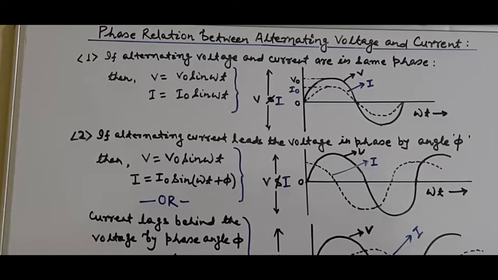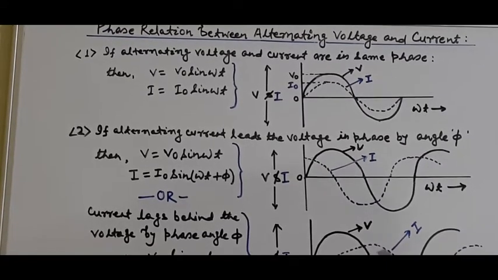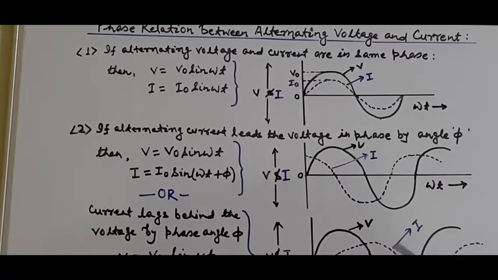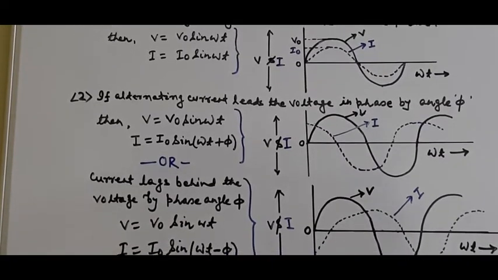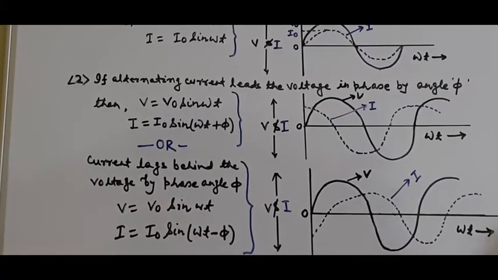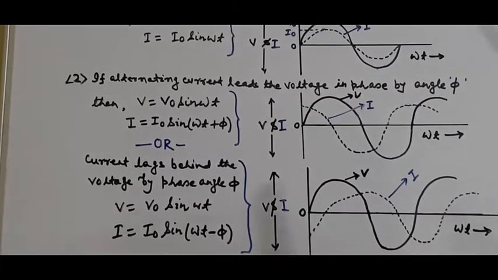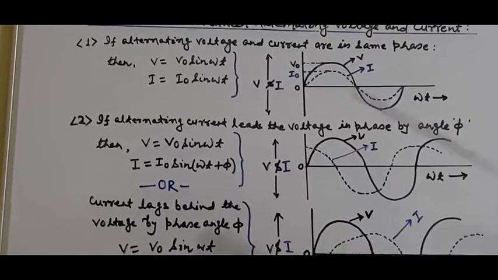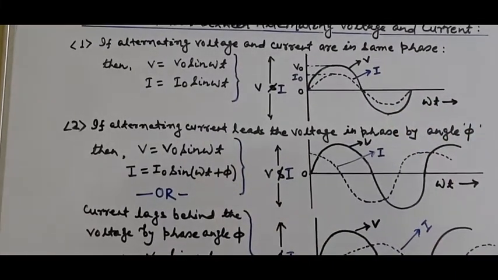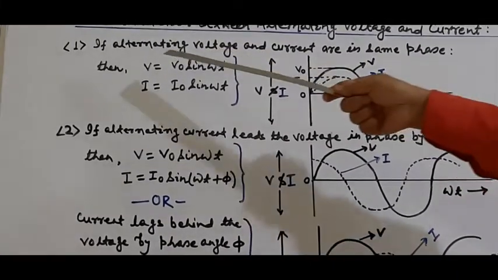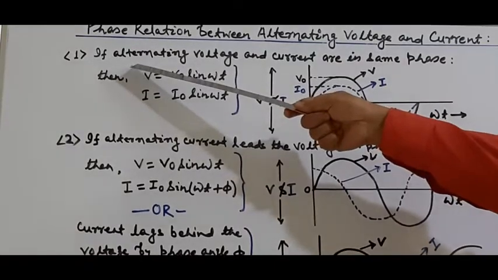But in some circuits, current attains its maximum value after voltage becomes maximum. It means current lags behind the voltage. So we will see both situations one by one. See the first case, when current and voltage are in the same phase. Here is the first case I have taken.